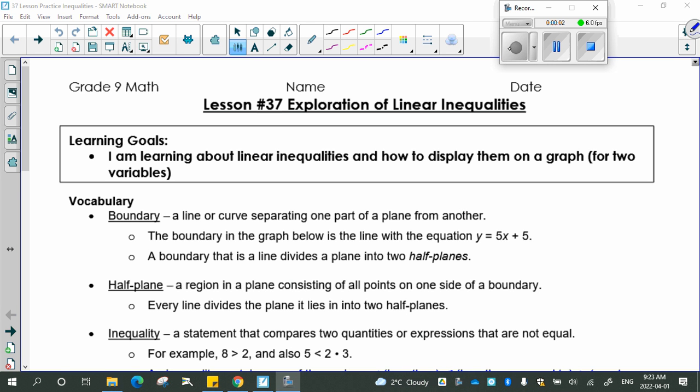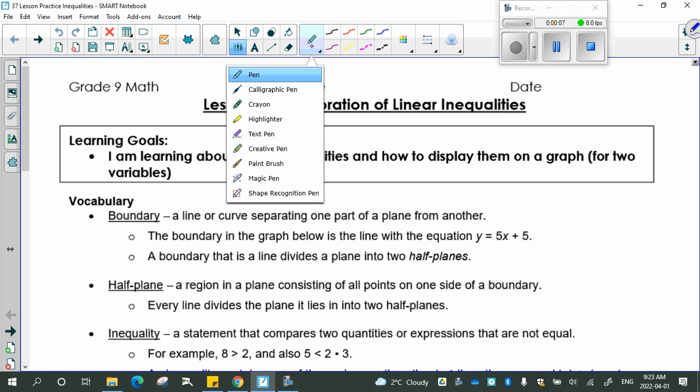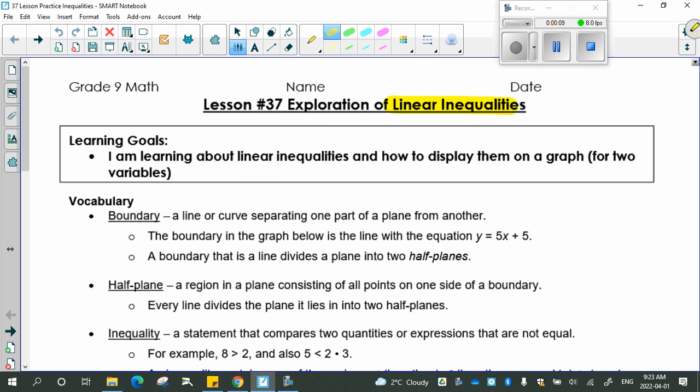So our lesson is exploration of linear inequalities. Linear inequalities. So we just spent the last unit talking about linear equations, like y equals mx plus b. Now we're going to talk about y is less than or equal to mx plus b, or y is greater than mx plus b, and see what that looks like.